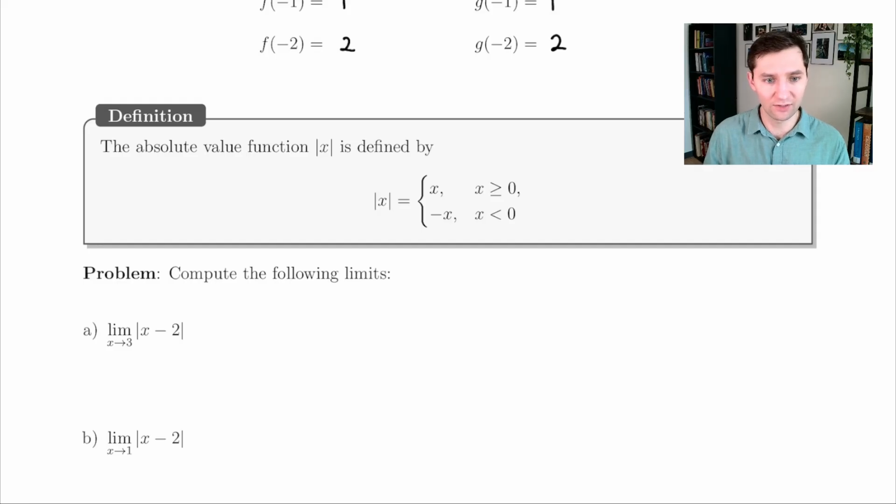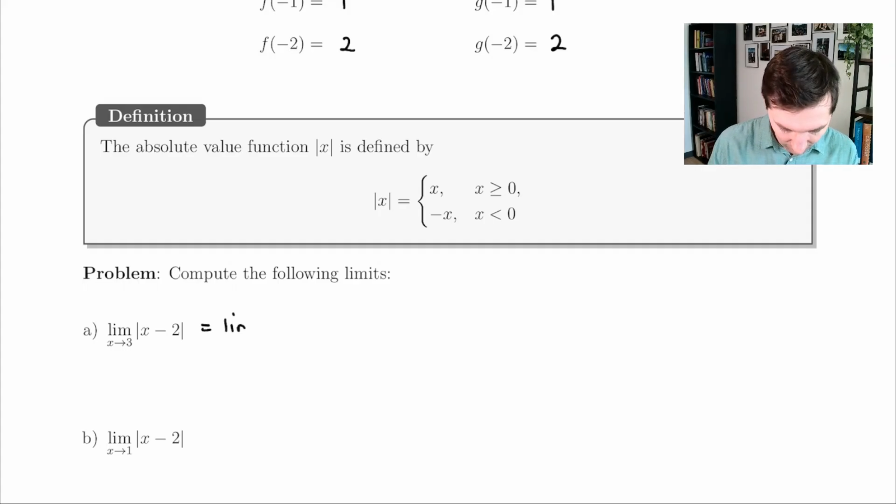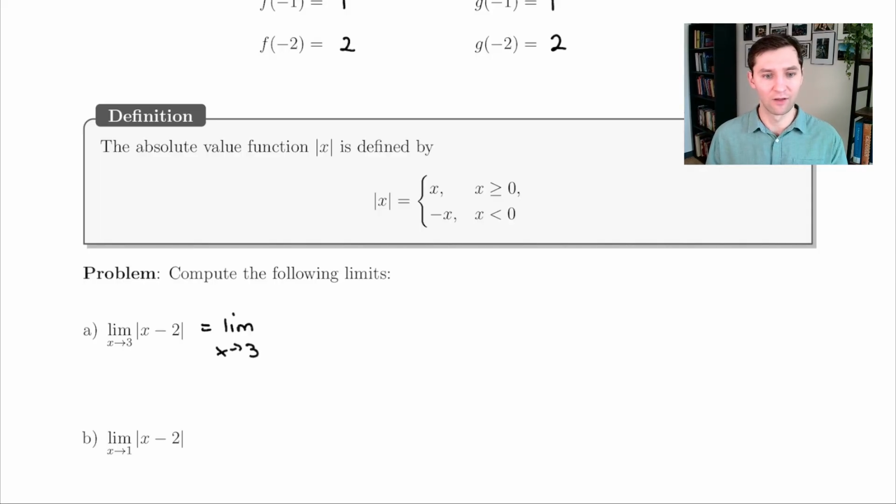If you would like to try this problem on your own first, this will be a good time to stop the video. We must find the limit of the expression absolute value of x minus 2. The first step in computing such limits is to rewrite this expression without absolute value. So I will say that this is the limit as x goes to 3, and now I need to ask myself, as inputs get closer and closer to 3, what happens to x minus 2? Is that number positive or is that number negative?